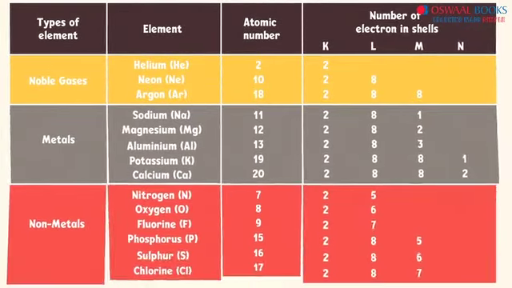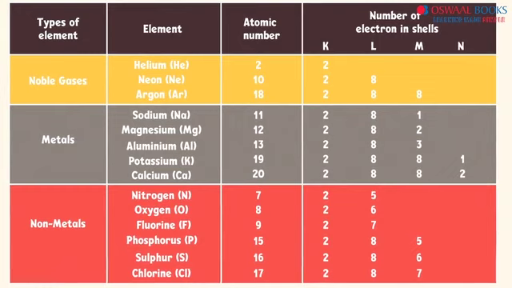Here's a table of electronic configuration of some of the elements. I want you to pause the video and have a good look at this table. What I want you to notice mainly is the number of electrons in the valence shell of these three categories of elements.